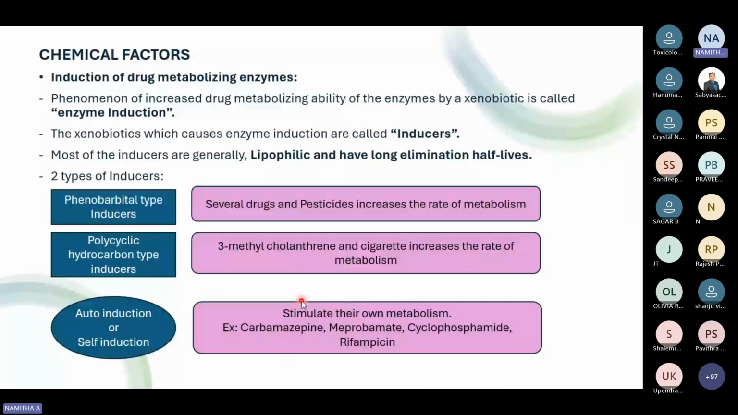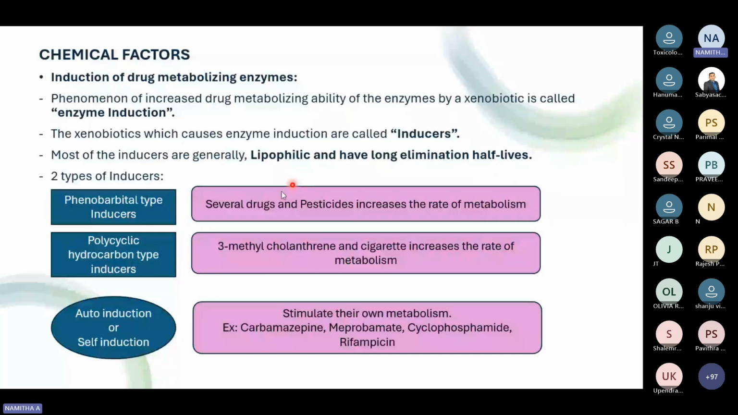Coming to the chemical factors, we have induction of drug metabolizing enzymes. Induction of drug metabolizing enzymes is a phenomenon where there is increased drug metabolizing ability of the enzyme by a xenobiotic. That means it enhances the ability of the enzymes to metabolize the drugs faster. This is called enzyme induction. Xenobiotics which cause enzyme induction are called inducers. Most of the inducers are generally lipophilic and they have very long elimination half-lives.